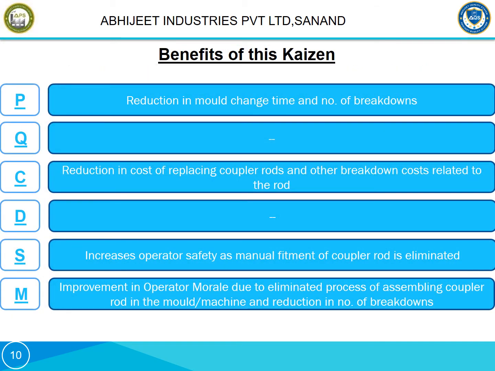These are the benefits of implementing this Kaizen. We have increased our productivity due to reduction in mold change time and reduction in number of breakdowns. We have saved breakdown related costs. We have increased the safety of our operators by eliminating the manual assembly of ejector rod. And also we have improved morale of our operators by implementing this Kaizen.